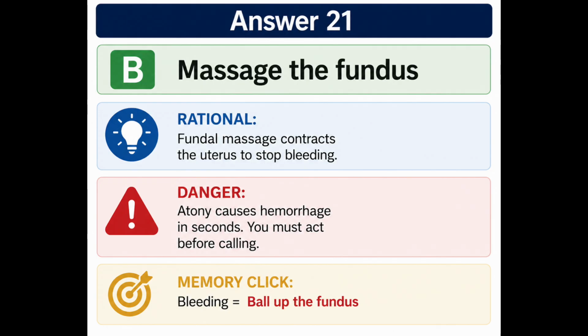Massage the fundus. Rationale: fundal massage contracts the uterus to stop bleeding. Danger: atony causes hemorrhage in seconds. You must act before calling. Memory click: bleeding equals ball up the fundus.